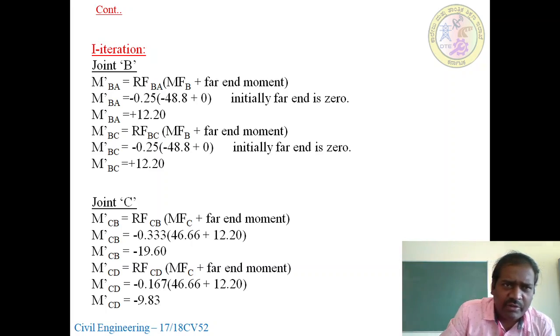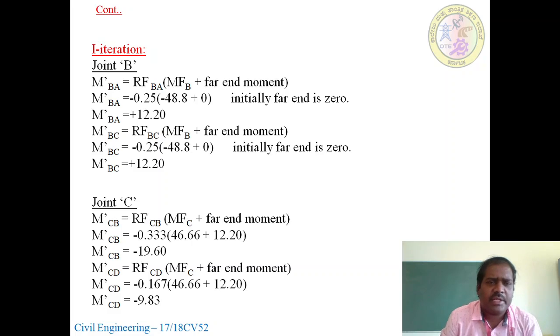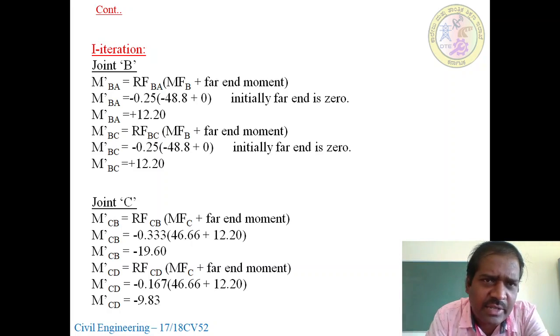There will be an equation for the joint B: M dash BA is equal to the rotation factor of BA into MFB plus far end moment. M dash AB will be 0 because it is a fixed support. So the rotation factor of BA is minus 0.25 and MFB is minus 48.8 plus 0. Initially the far end is 0, there are no values. In the first iteration, the far end moment is 0. The M dash BA will be 12.2.